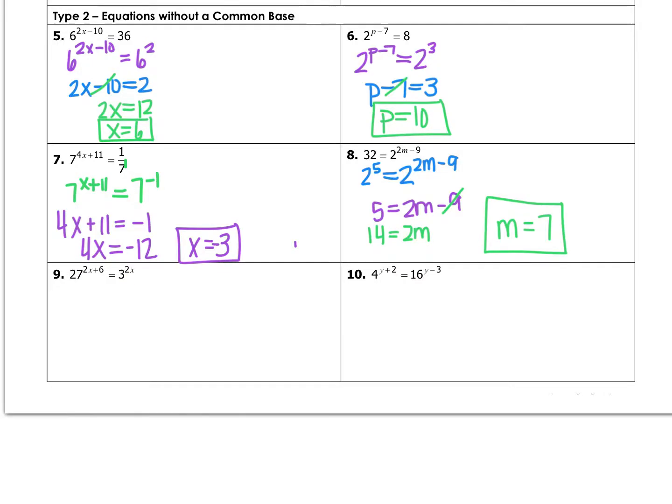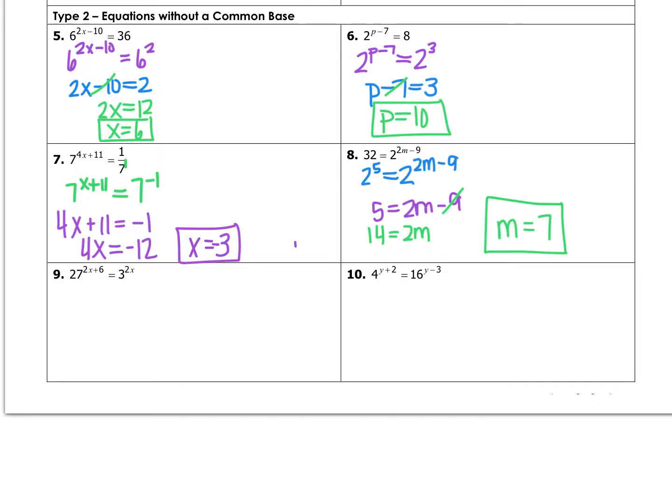So I have 27 to the 2x plus 6 equals 3 to the 2x. A big hint right here is this is probably going to be my base is 3. So then I look at 27 and I ask myself, can I make 27 have a base of 3? I know that 3 to the first power is 3, 3 to the second power is 9, and then 9 times 3 would be 27. So 3 to the third power is going to be 27.